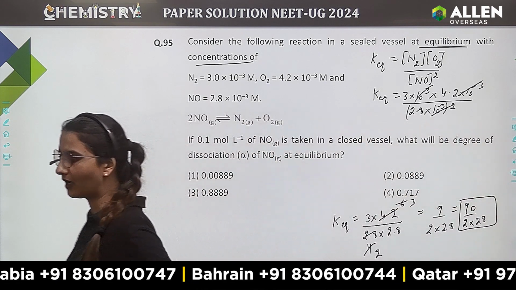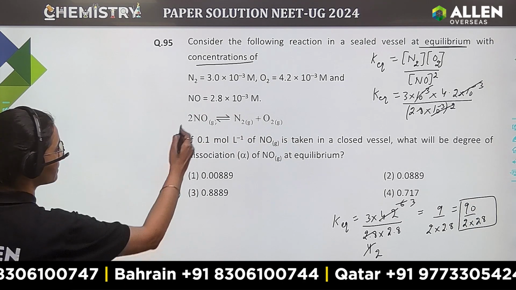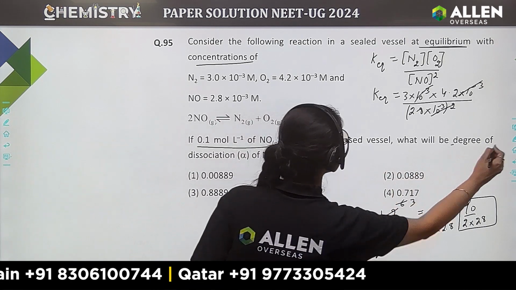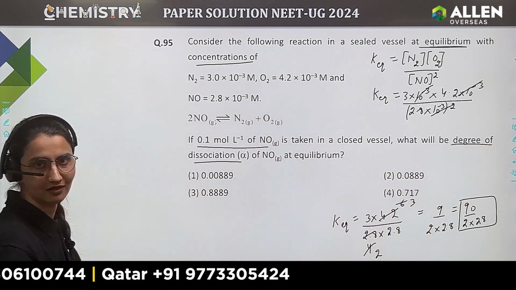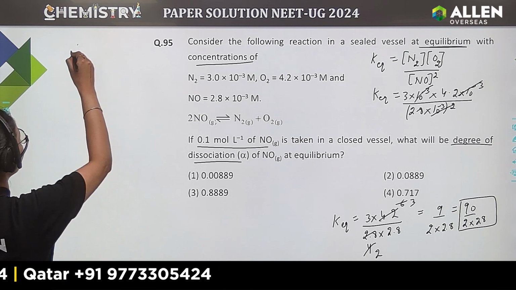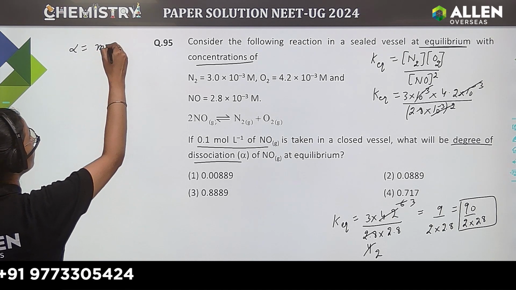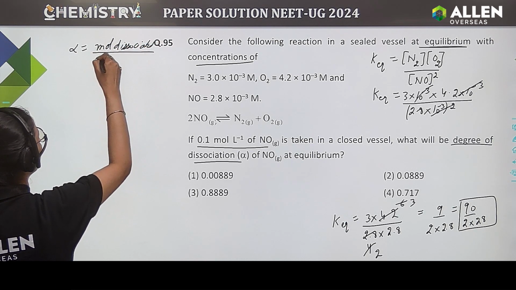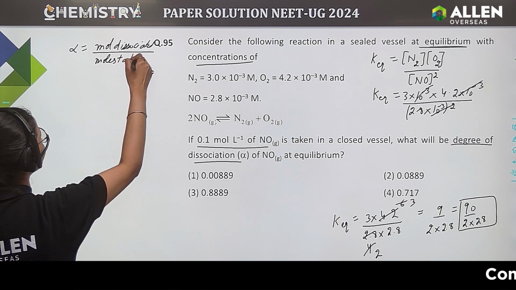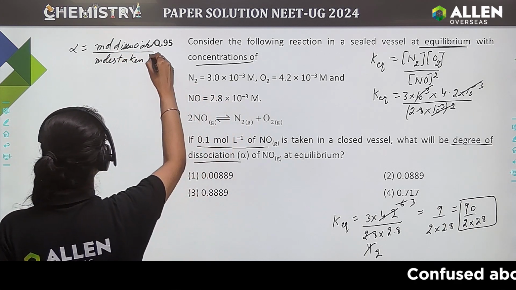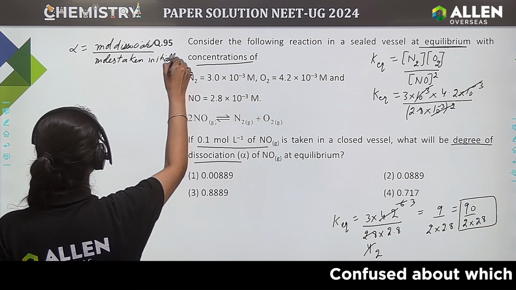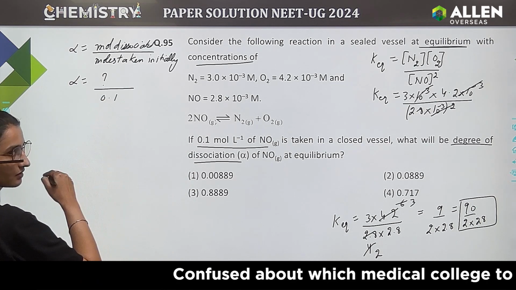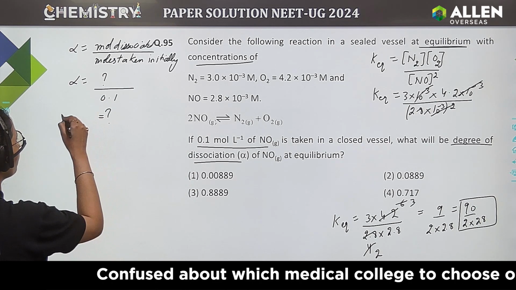Right. Now what they are saying is this is the reaction and I am taking 0.1 mole of NO. What is asked in the question, students? Degree of dissociation alpha. What is degree of dissociation alpha? It is moles dissociated by moles taken initially, or amount dissociated by amount taken initially. So students, let's find out how much will dissociate if I'm taking 0.1. How much will dissociate? It is 0.1 alpha.